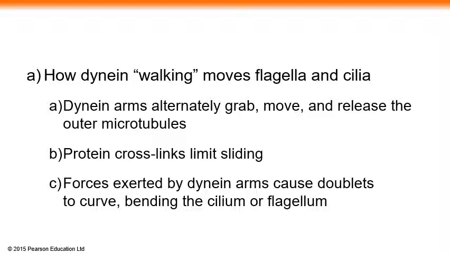Okay, as we discussed briefly already, this is how dynein walking moves flagella and cilia. Dynein arms alternately grab, move, and release the outer microtubules, and protein cross-links limit sliding. Forces exerted by dynein arms cause doublets to curve, bending the cilium or flagellum.